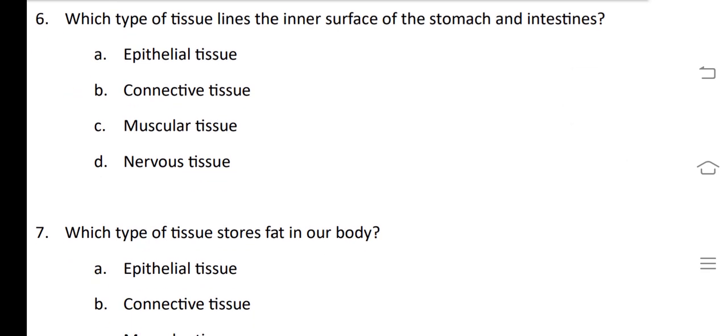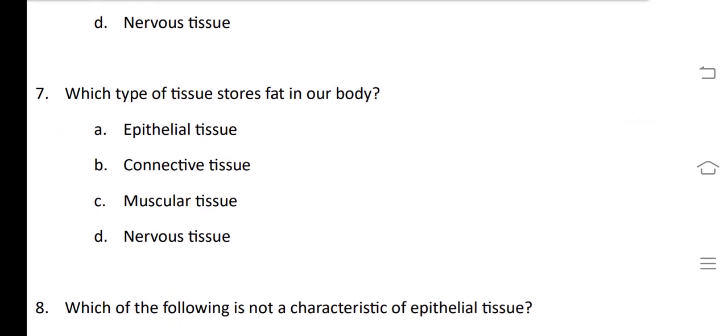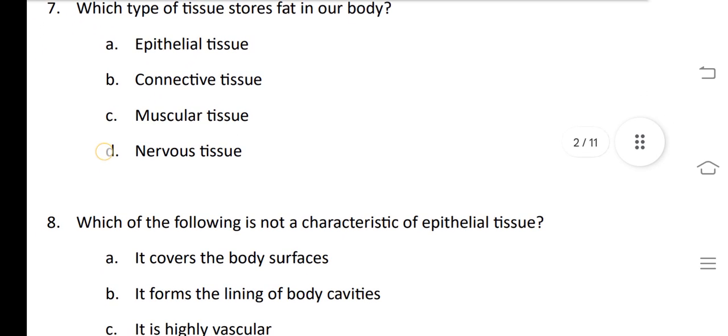Moving on to our next question, which type of tissue will store the fat in our body? That is adipose tissue, which is a part of muscular tissue. Answer of seventh question is C.